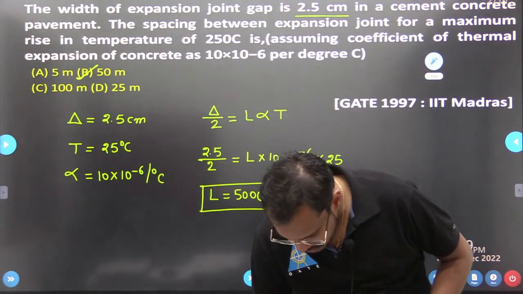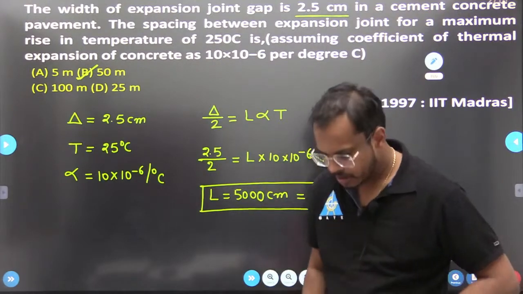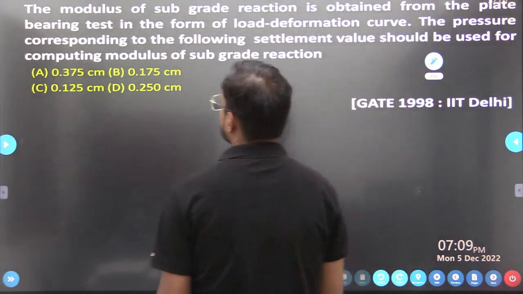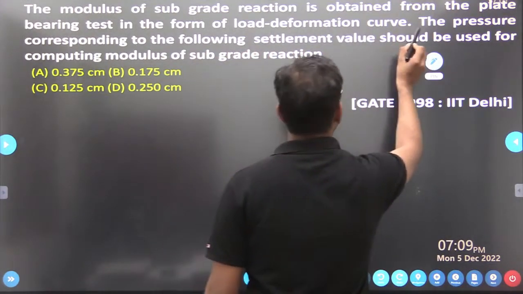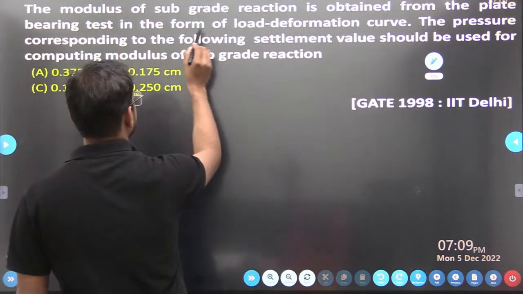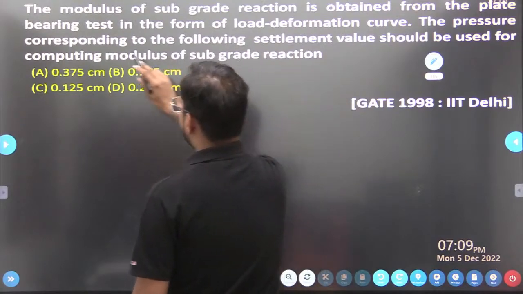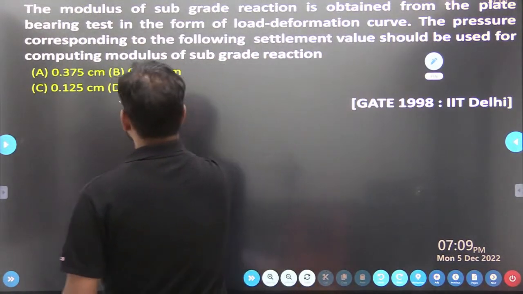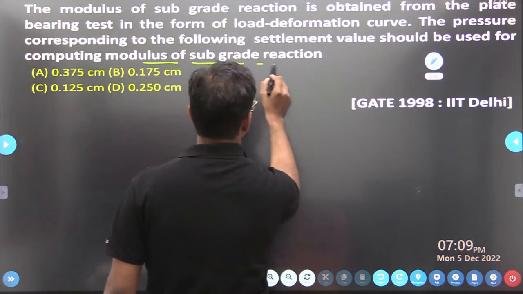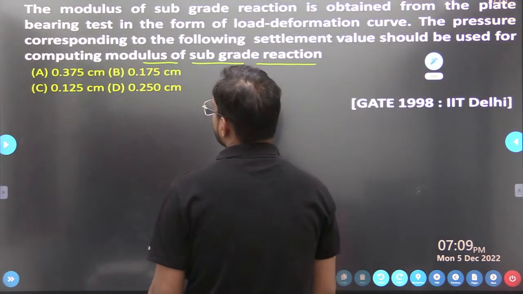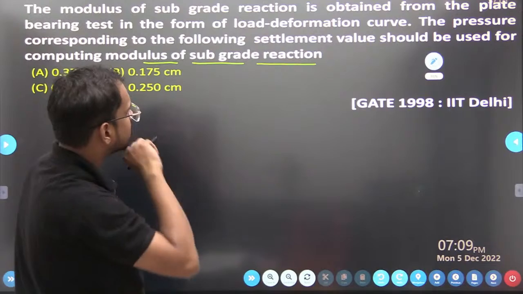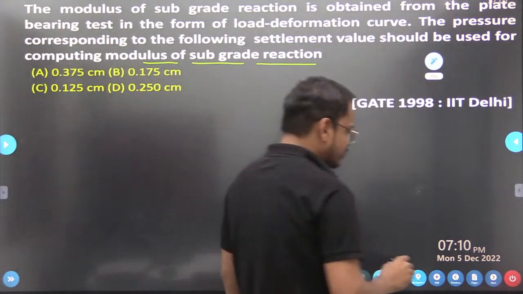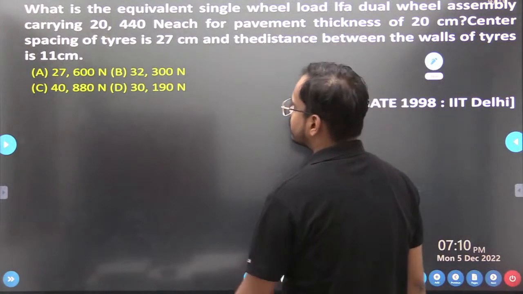Now see, I will discuss your next important problem. And the next problem is the modulus of subgrade reaction obtained from the plate bearing test in the form of load deflection curve. The pressure corresponding to the following settlement value is used to compute the modulus of subgrade reaction. What is the modulus of subgrade reaction? So I think the diagram is not given in this question. Question is incomplete. Am I right? Diagram is not given in the question.